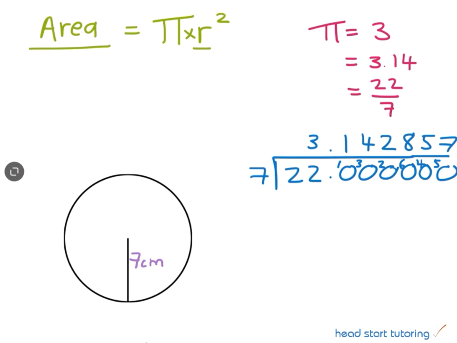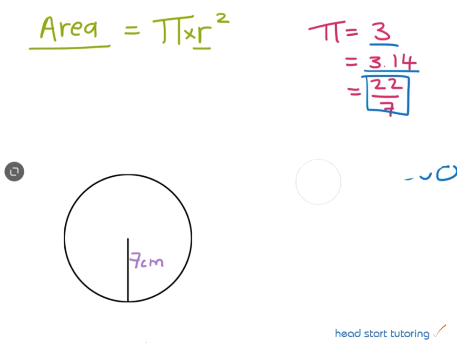So as you can see, if we were to round this number 3.142857 off to 2 decimal places, to the nearest hundredth, we would end up with 3.14. So that's what we're working with there. So obviously 22 over 7 is the most accurate use of pi, but it depends on what your teacher prefers. Your teacher might ask you to just start with 3, which we'll also do, and then move on to 3.14, and then move on to 22 over 7.